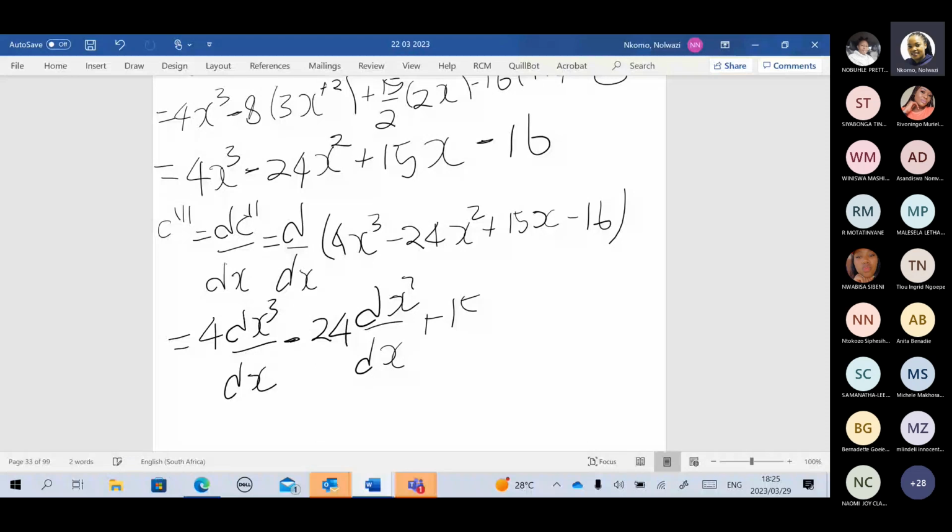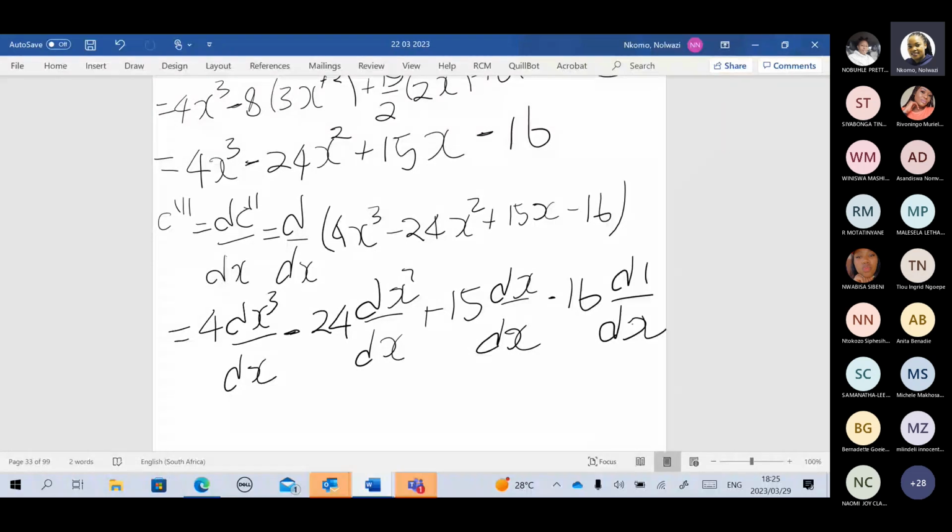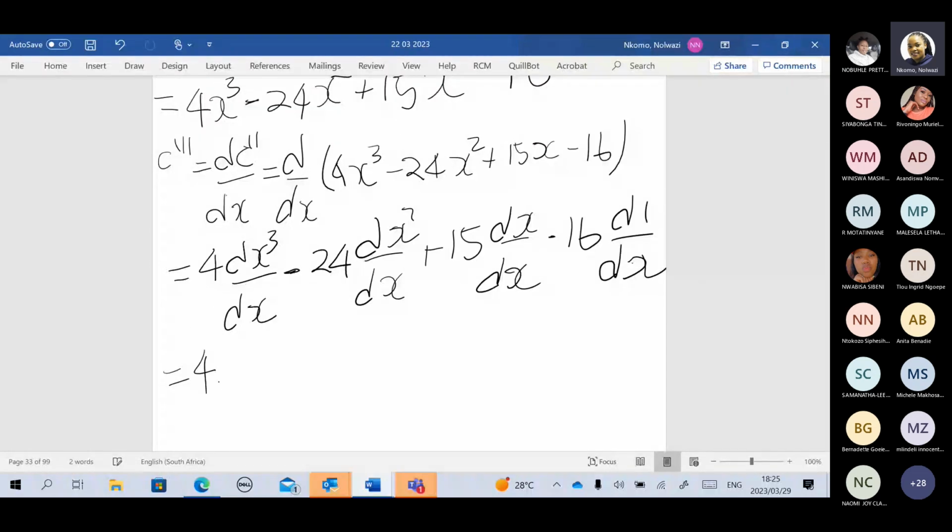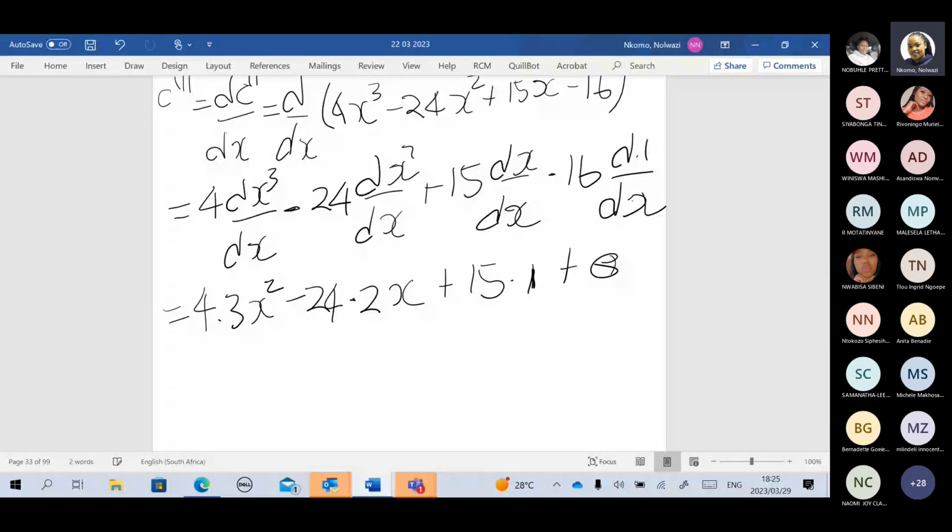Okay, if you differentiate here, you will have 4 times 3x squared minus 24 times 2x plus 15 times 1. Here it's 0, right? Because the derivative of a constant is 0. And then you simplify this, you get 12x squared minus 48x plus 15. This is the third derivative.